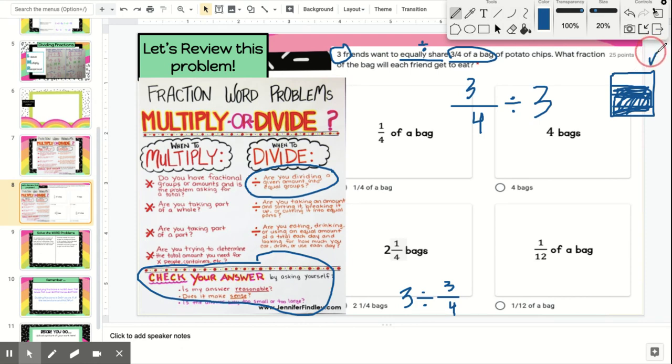Well, guys, we only have 1 bag of chips. So each friend is not going to get 4 bags of chips. They're not going to get 2 1/4 bags of chips. Your answer has to be a fraction. It has to be smaller than 1 whole. So that tells us the answer has to be 1/4 or it's going to be 1/12.